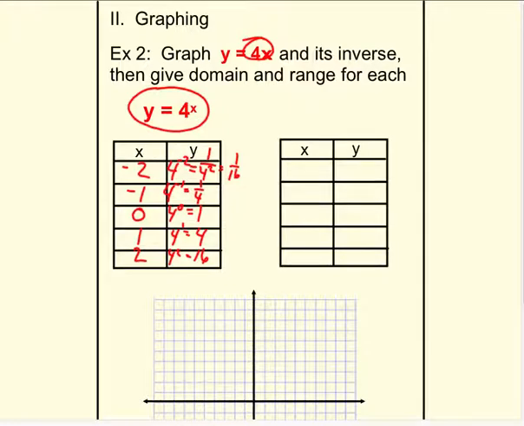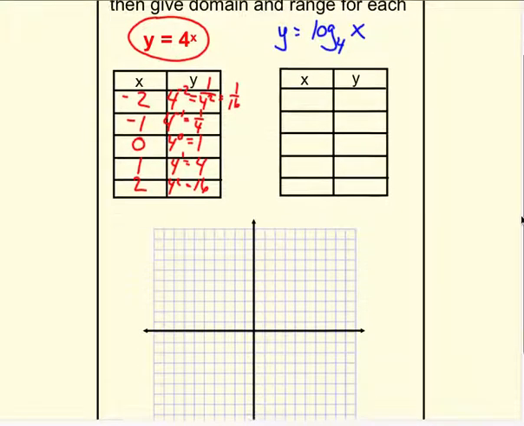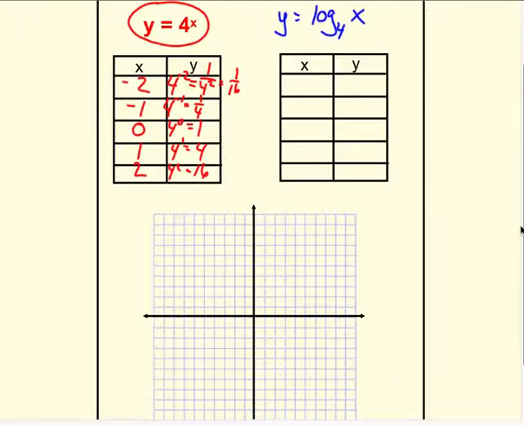So for its inverse, the inverse would be y equals log base 4 of x. And remember, when we learned about inverses, we switch the x and the y. So when we graph them, those coordinates also switch. So all of my y values become my new x values, and my x values become my new y values.